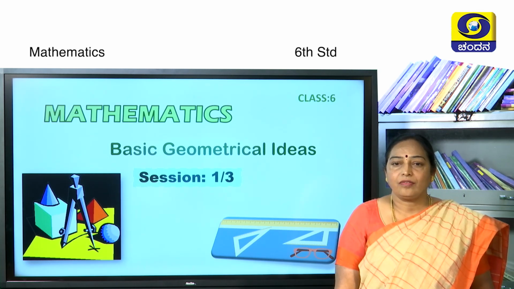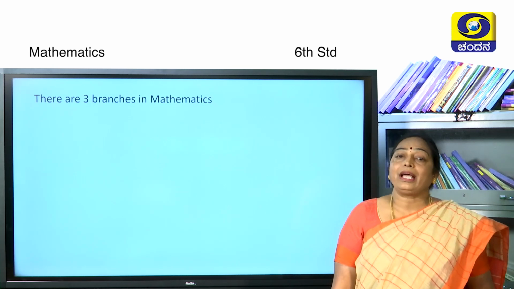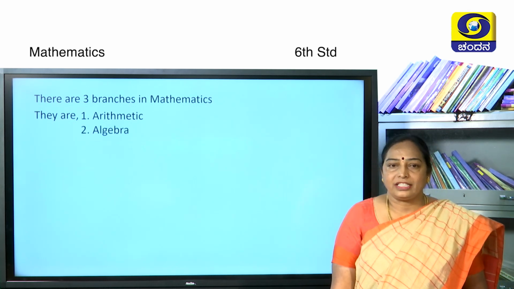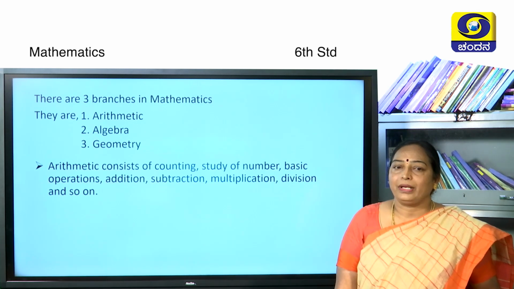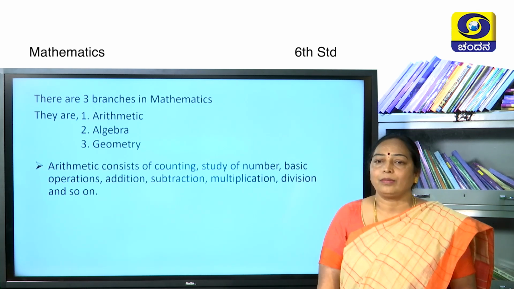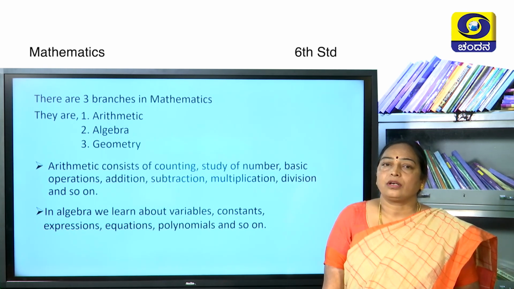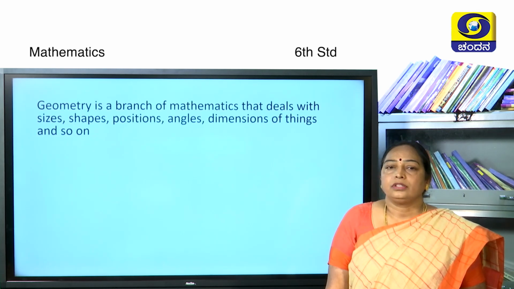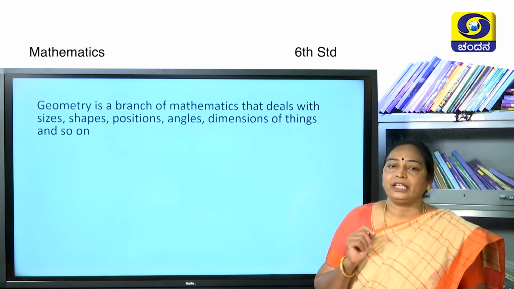Children, this is the first session of the lesson basic geometrical ideas. Children, there are three branches in mathematics. They are arithmetic, algebra, geometry. Arithmetic consists of counting, study of number, basic operations, addition, subtraction, multiplication, division and so on. In algebra, we learn about variables, constants, expressions, equations, polynomials and so on. Geometry is a branch of mathematics that deals with sizes, shapes, positions and angles, dimensions of things.